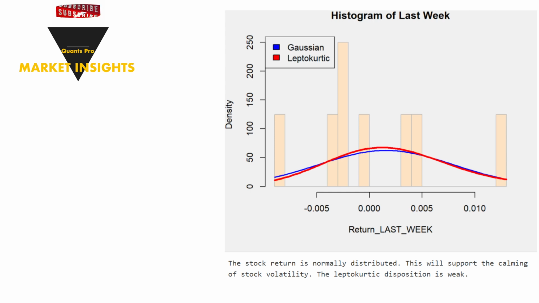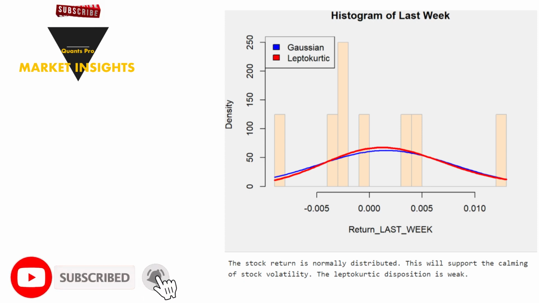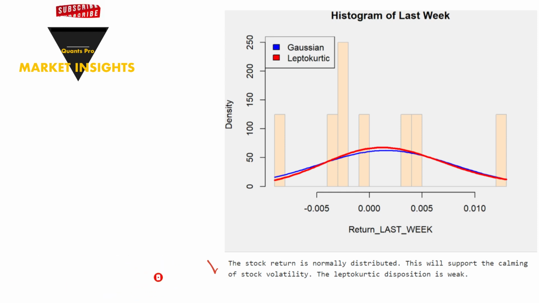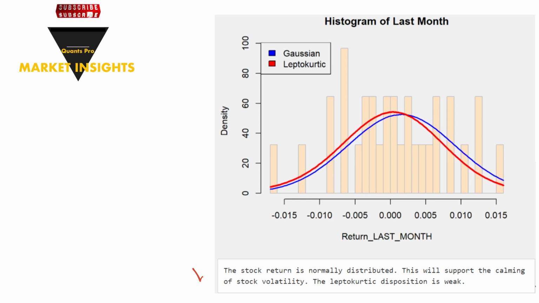If we examine the probability distribution of the return, the stock has performed as shown in the chart over the past week. It can be said that the returns behave more closely to the Gaussian curve. The last month's return distribution also reflects a dominant Gaussian characteristic.